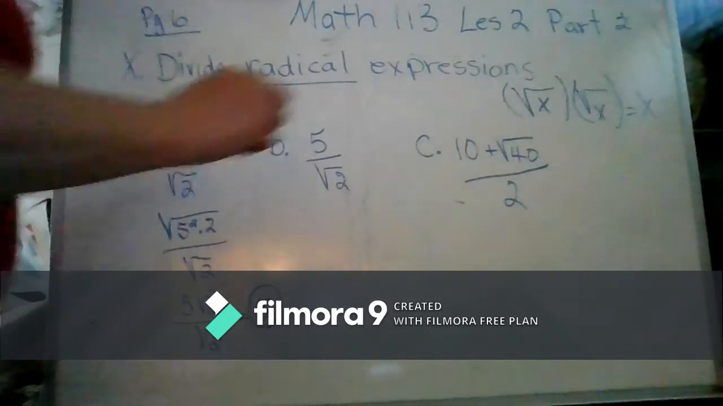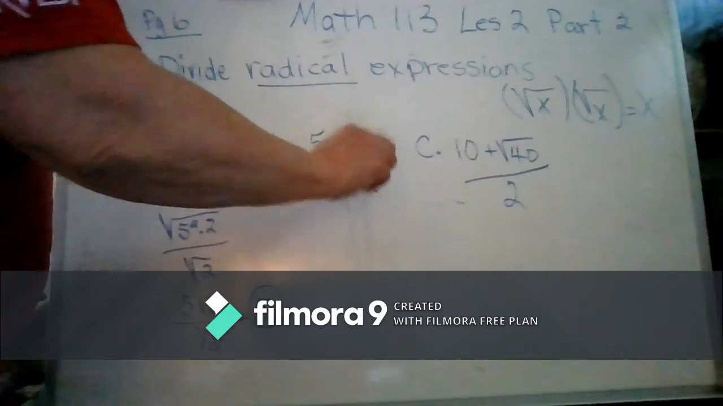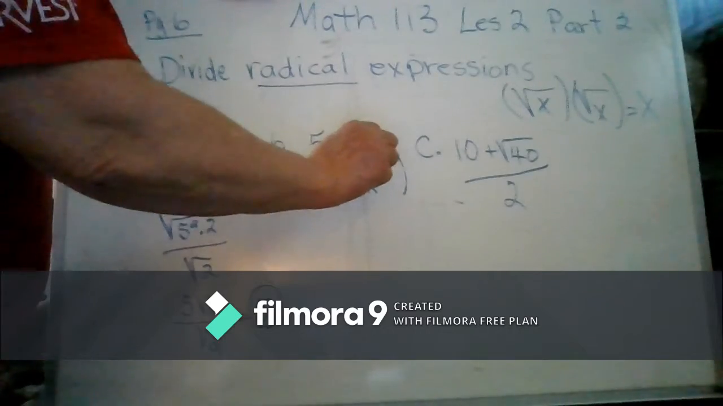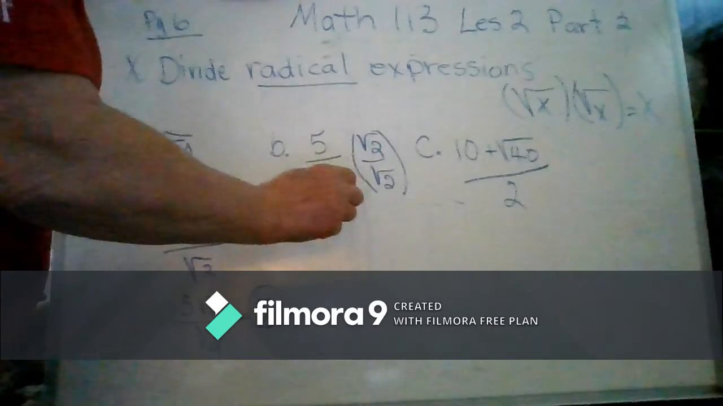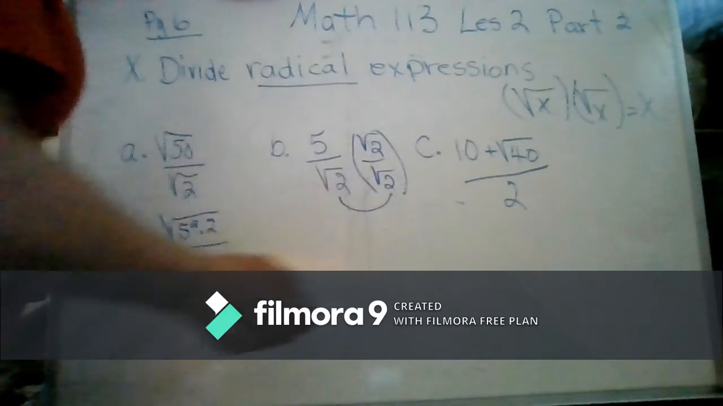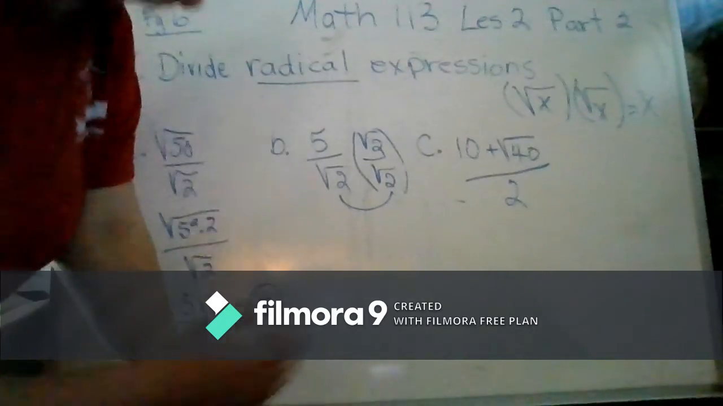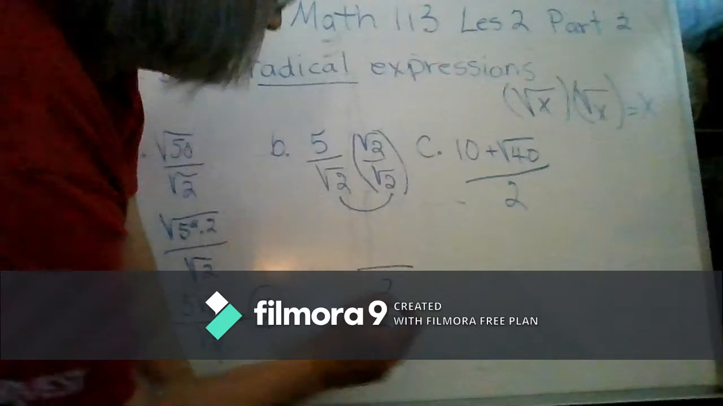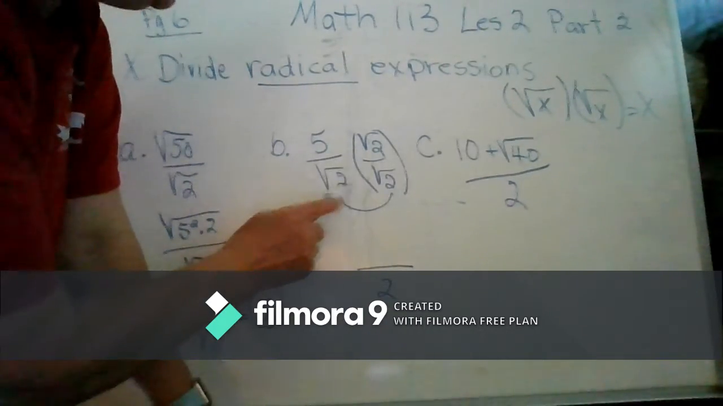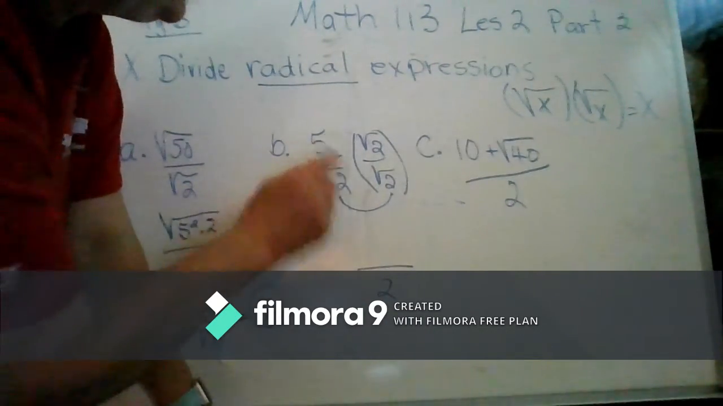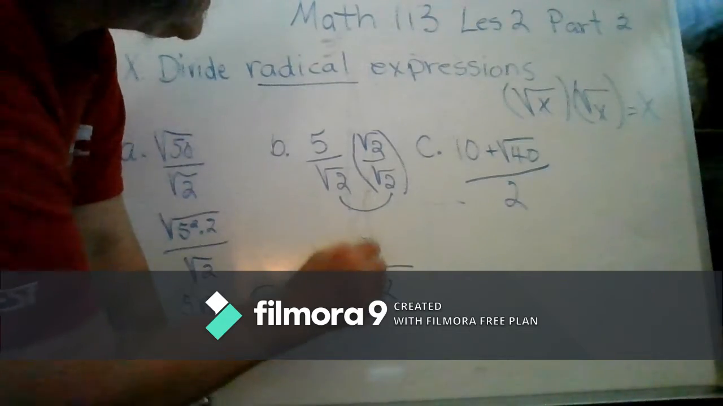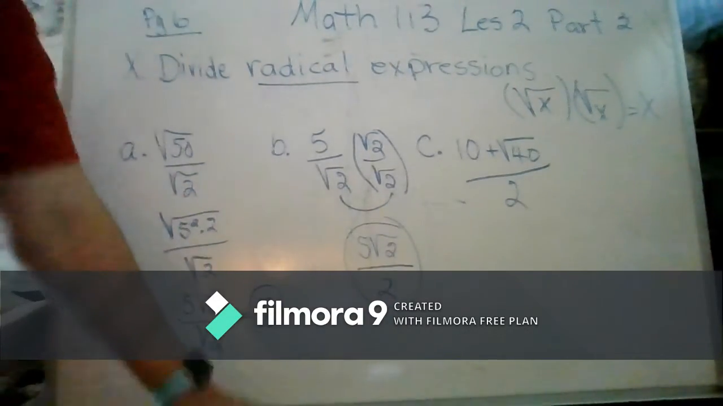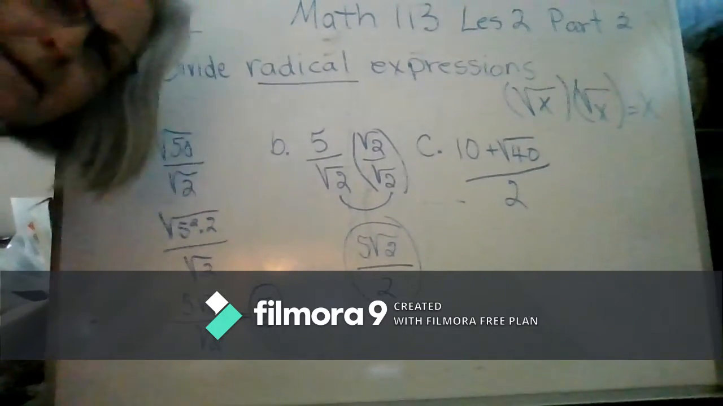Example B. We're going to multiply this one by the square root of 2 over the square root of 2. I do that because I know that that will make my denominator just 2. Never leave a radical sign on the bottom, on the denominator. So square root of 2 times square root of 2 is 2, and 5 times the square root of 2 cannot be simplified. So, my friend, that's your answer.